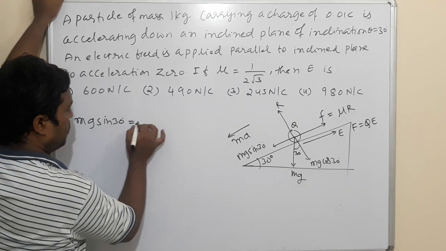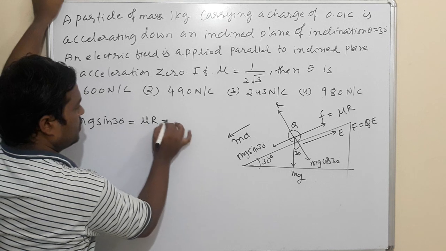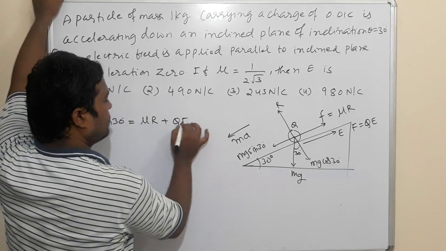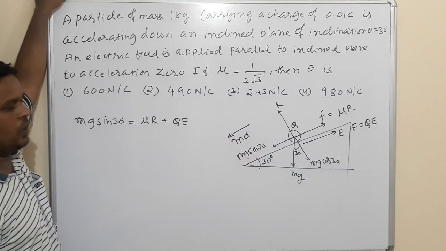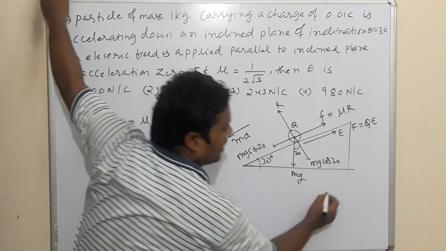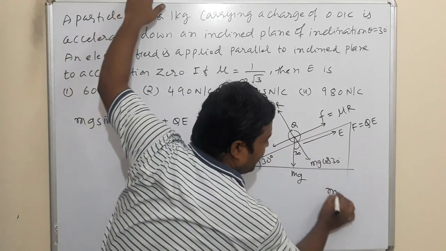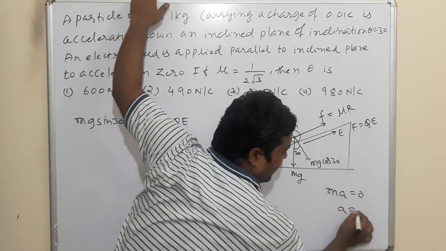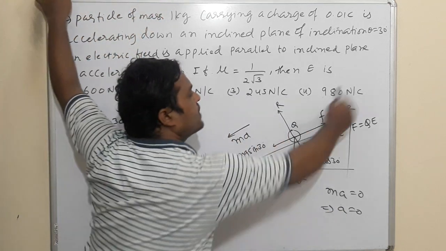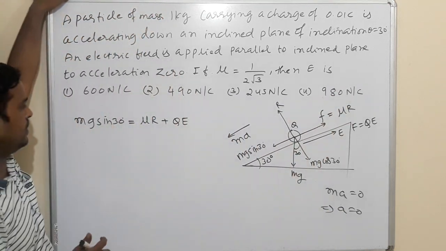This must be equal to mu r plus qe. Follow this. Net force must become zero. F, now what is net force? Ma. If this net force becomes zero, acceleration will be automatically zero. That means net downward force must be equal to net upward force.